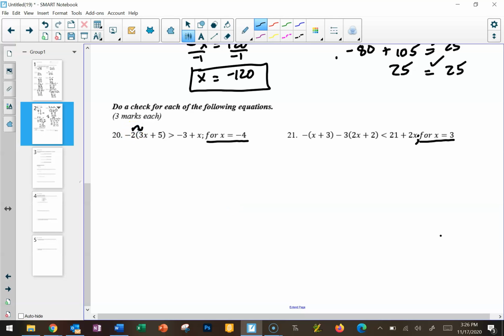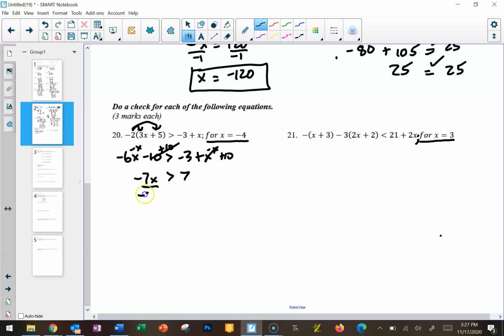Negative 2, we've got more distribution here. So negative 2 times 3x is negative 6x, and then negative 2 times 5 is negative 10, and then we've got a negative 3 plus x. Let's bring the x to the other side. Negative 6 minus 1 more is negative 7x, and then we have to add 10, so that cancels out. And we've got negative 3 plus 10, which is a positive 7.